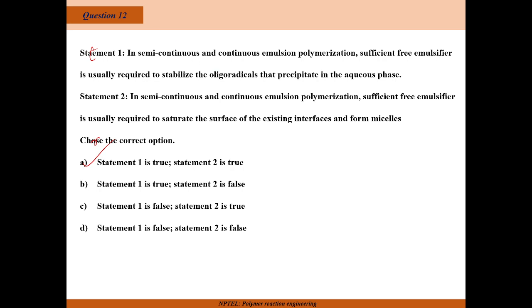Yeah, because micelle formation is definitely part of emulsion formulation. Yeah, definitely when we talk about emulsion, the micelle is there, and the emulsifier is also used to stabilize the oligoradicals that precipitate in the aqueous phase. Yeah, clear. Okay, fine.